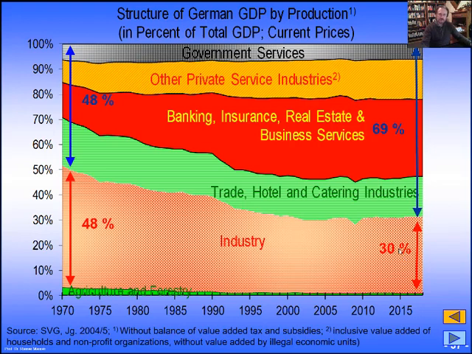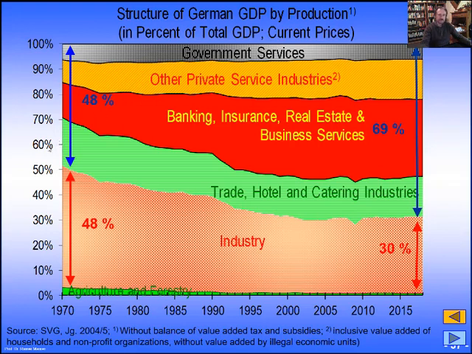This reduction in the share of industry and agriculture and forestry has been compensated by the increase of the share of the so-called service sector. The service sector consists of trade, hotel and catering industries, banking, insurance, real estate and business services, and other private service industries.